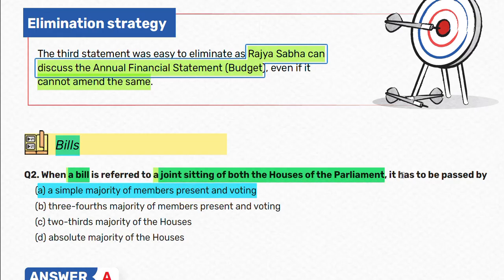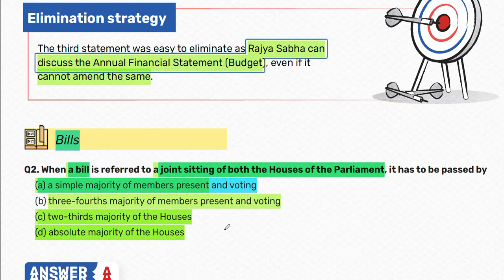So let us see the options. Absolute majority of the houses: there is nothing called absolute majority, so this is wrong. Two-thirds majority of the houses would be correct if it were a constitutional amendment bill, so this is also incorrect. Three-fourth majority is not mentioned anywhere in the Constitution. So three are gone, and we are left only with A, a simple majority of the members present and voting. So the answer is A.